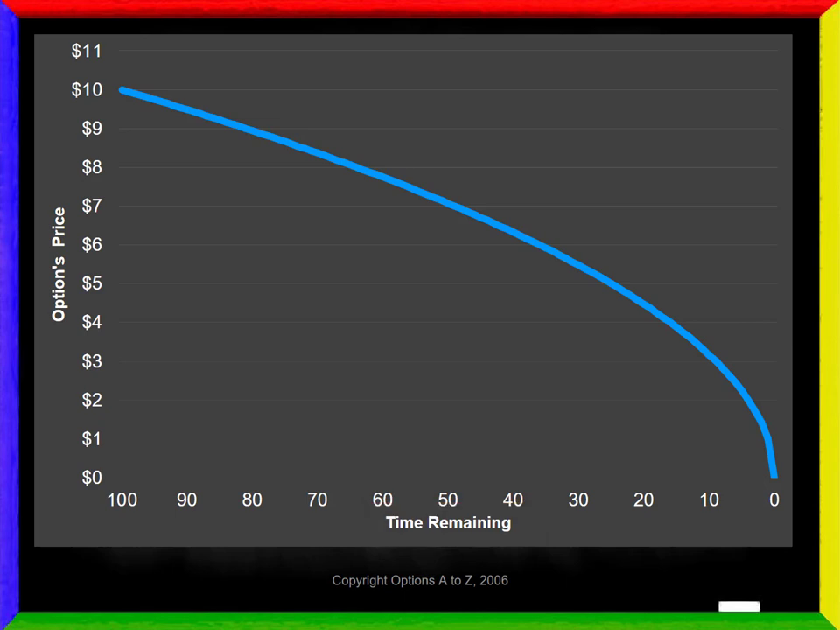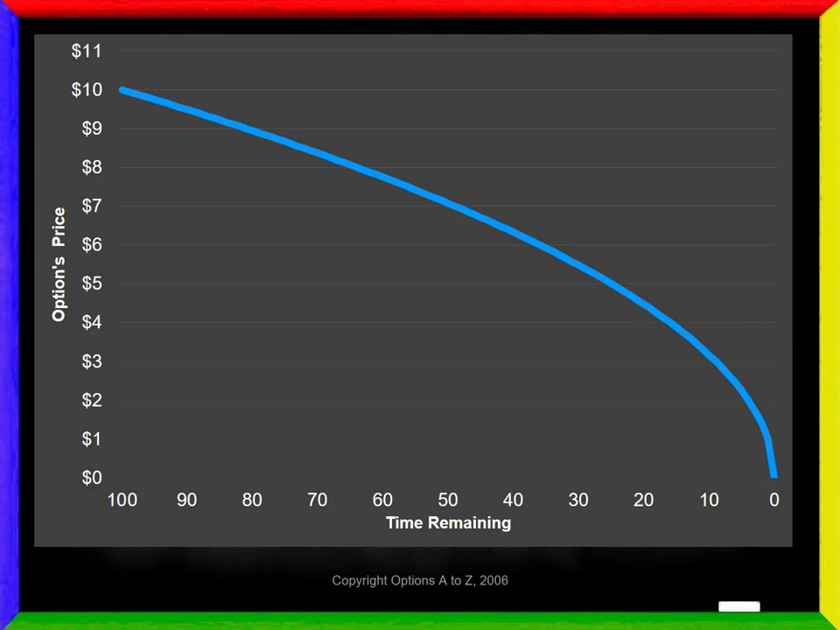So to read the graph, for example, when 100 days remain, the option is worth the full $10. When none of the time remains, the option is worth zero down here. This graph, of course, assumes that all other factors, such as the stock's price, interest rates, and volatility, remain constant. So in the real world, this is how an at-the-money options price would decay over time.